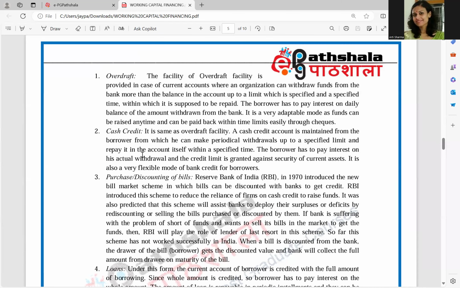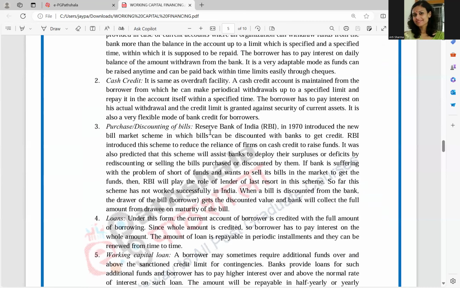And second are the cash credits. It is the same as the overdraft facility. A cash credit account is maintained, जैसे करंट अकाउंट है वैसे कैश क्रेडिट अकाउंट मेंटेन होता है, by the borrower, from which he can make periodical withdrawals up to a specified limit and repay it in the account itself, that too within a specified period of time. And the borrower has to pay interest on his actual withdrawal, and the credit limit is granted against the security of current assets. And it is also a very flexible mode of bank credit for the borrowers.